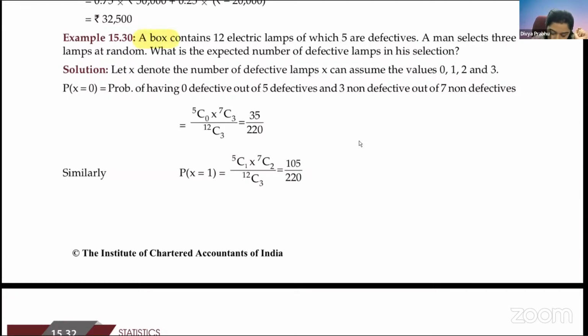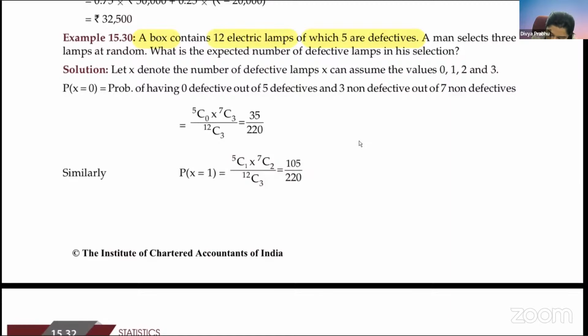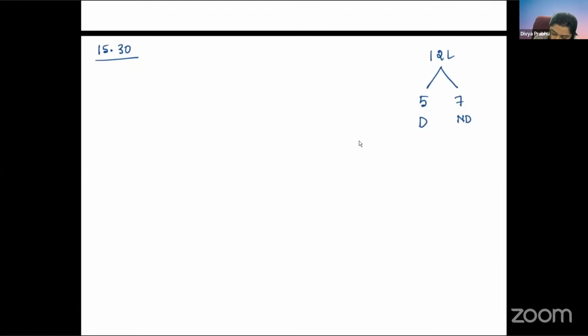A box contains 12 electric lamps, of which 5 are defective. So I will write here: the box contains 12 lamps, out of which 5 are defective, which means 7 are non-defective. Correct? A man selects three lamps at random. So what is R? R is equal to 3. N is equal to 12. R is equal to 3.